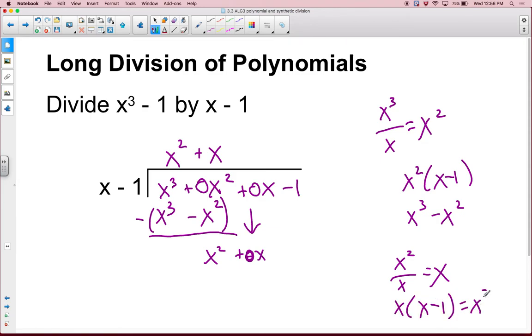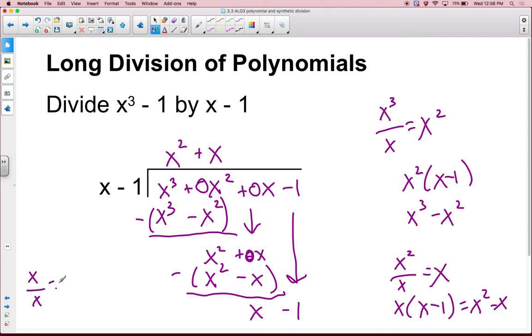That will give me an x squared minus x. I'm going to put that in parentheses again so I know to subtract the whole thing. X squared minus x. Okay, these will cancel. 0x minus a negative x will give me a positive x. I bring down that minus 1 and I repeat it one last time. X over x will be a 1.